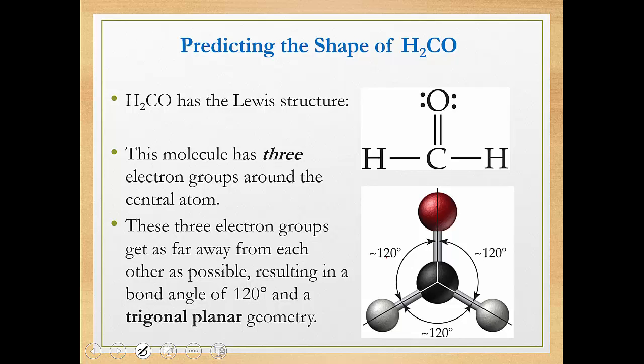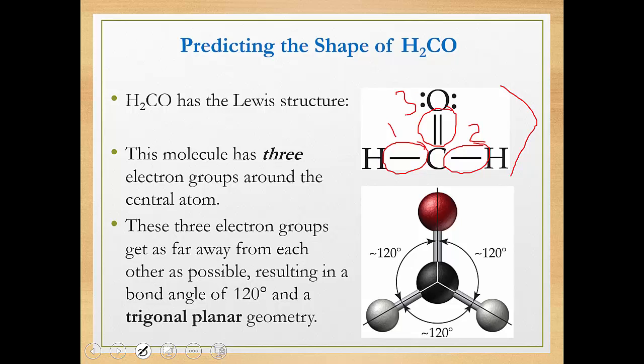Right, now let's look at something that's a little more complicated. Let's look at H2CO. Now, if I work out the Lewis structure for this, and this is formaldehyde, by the way, the Lewis structure would look like this. Now, this molecule has 3 electron groups. A single bond here, there's 1. Single bond here, there's number 2. And a double bond here. A double bond counts as only 1, so that's your 3rd electron group.